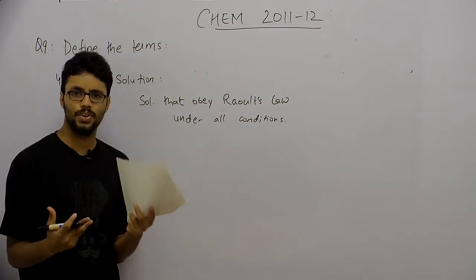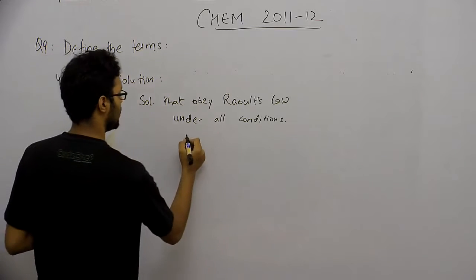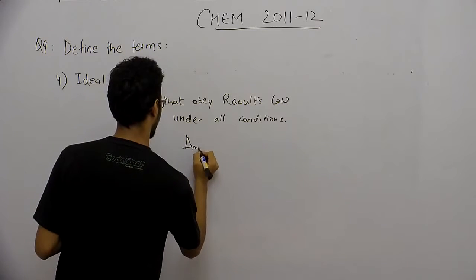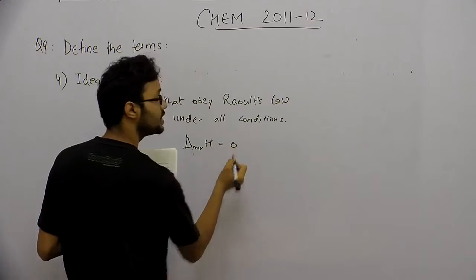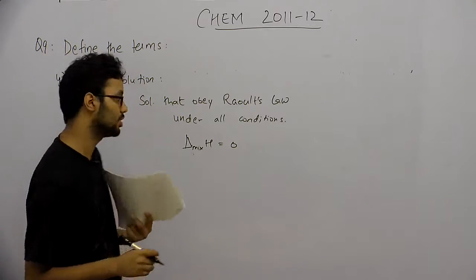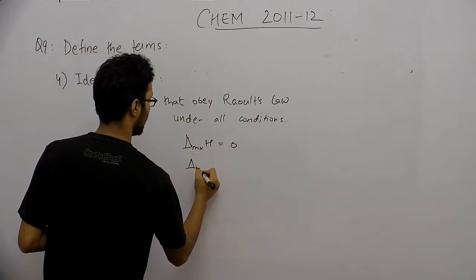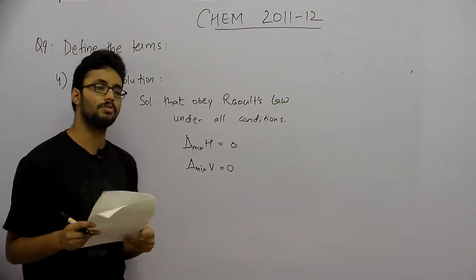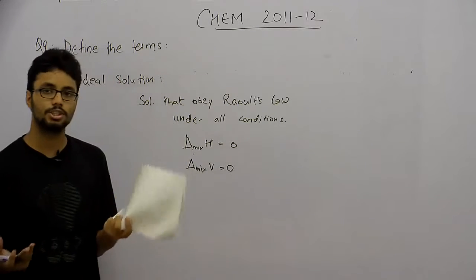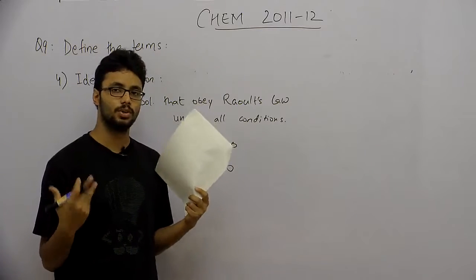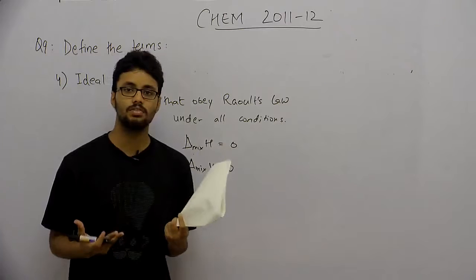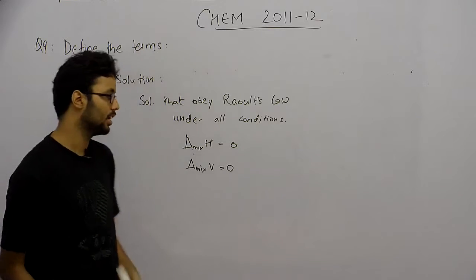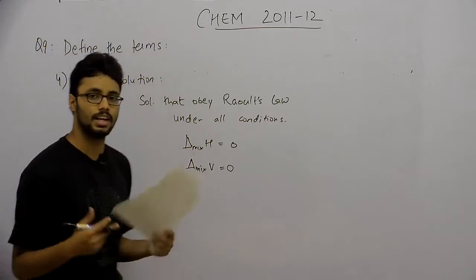We have some characteristics of an ideal solution. For example, delta H of mixing is always 0 for an ideal solution. Also, delta V mixing is 0. Delta V mixing is when we combine two solutions, the change in volume from the initial sum of the two solutions to the final mixture comes out to be 0, and the same is with delta H.